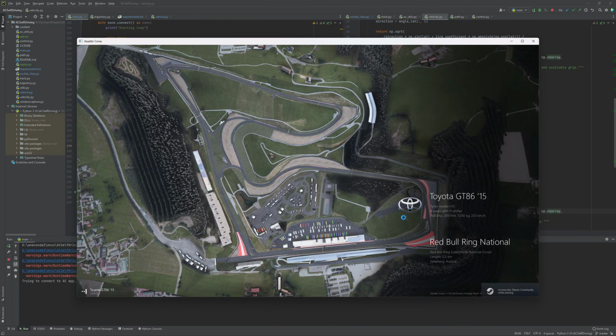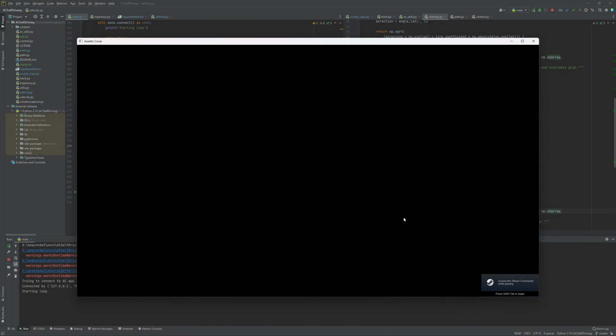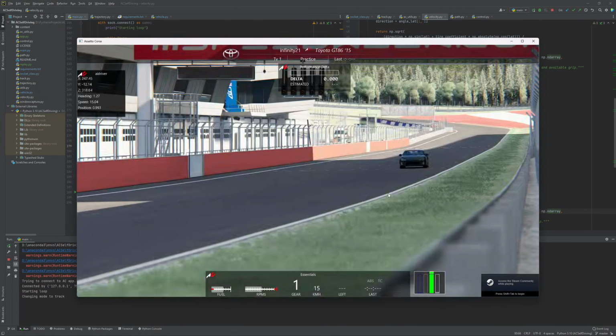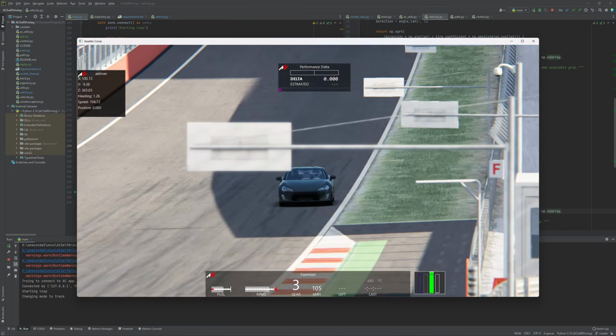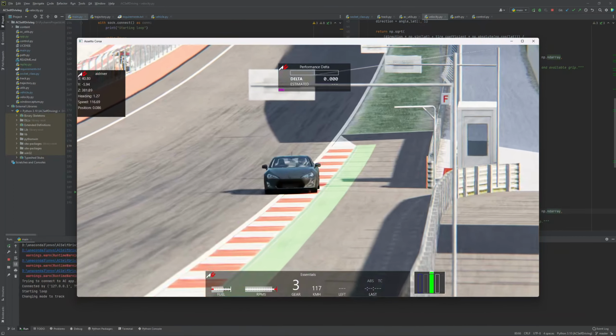In terms of the underlying algorithm, it's comprised of two parts. First is the path optimization, so the line that the car should follow. And the second is a velocity calculation, which is how fast the car should follow that path.